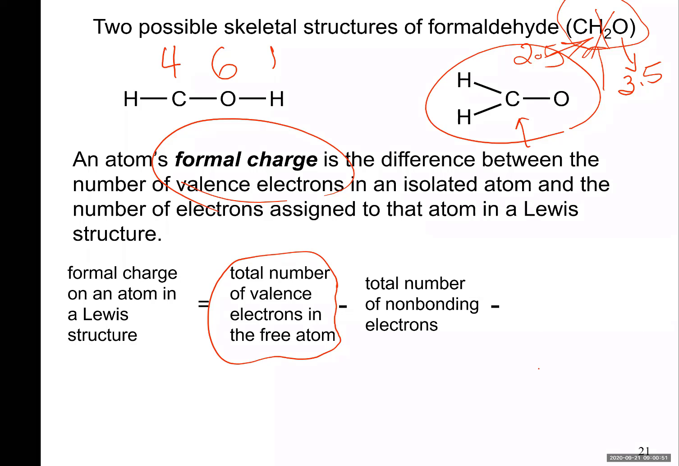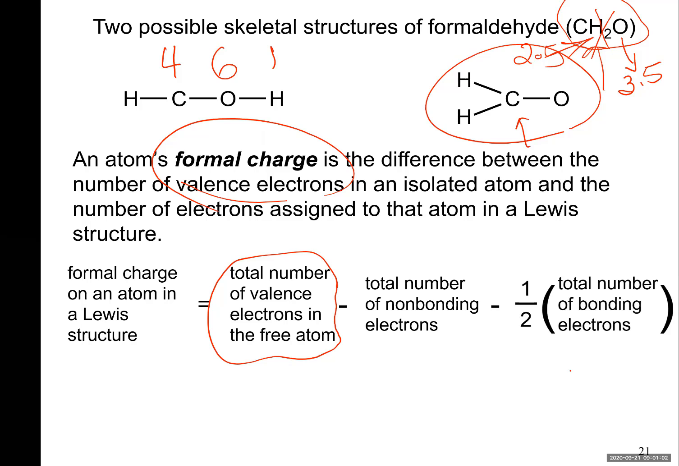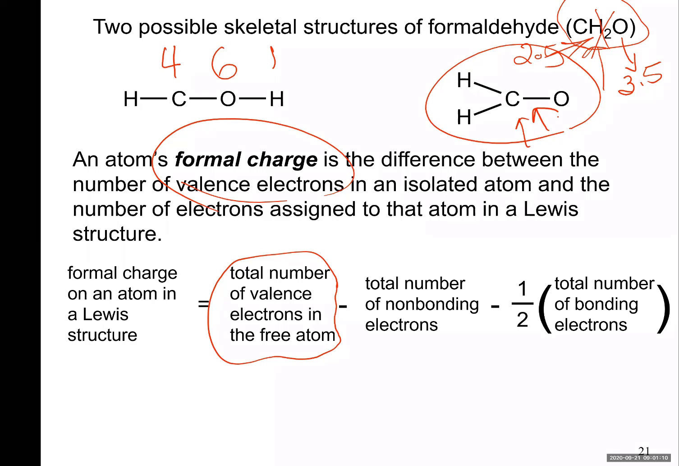Next, write total number of non-bonding electrons. What are non-bonding electrons? Those are lone pairs, unshared electrons. Minus half of the total number of bonding electrons. What are bonding electrons? These are bonding electrons, electrons which have been shared and make a bond. That's how you calculate formal charge. And don't worry, you may get kind of confused when you look at the formula. It's not that difficult. You practice, and by practicing, it becomes really easy.